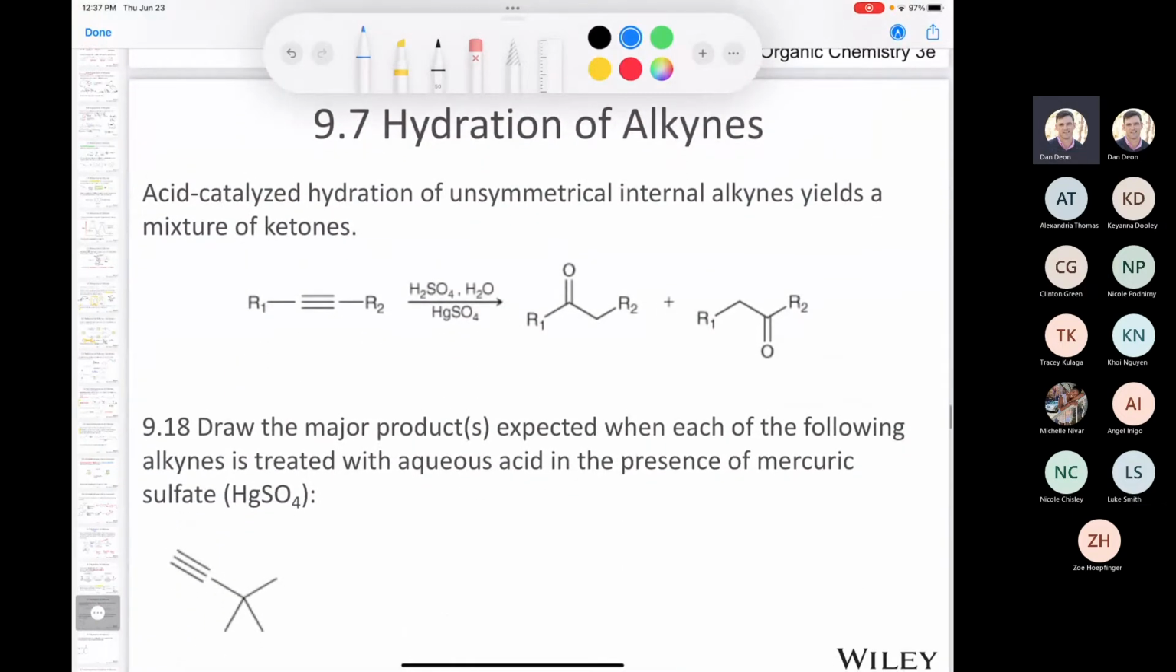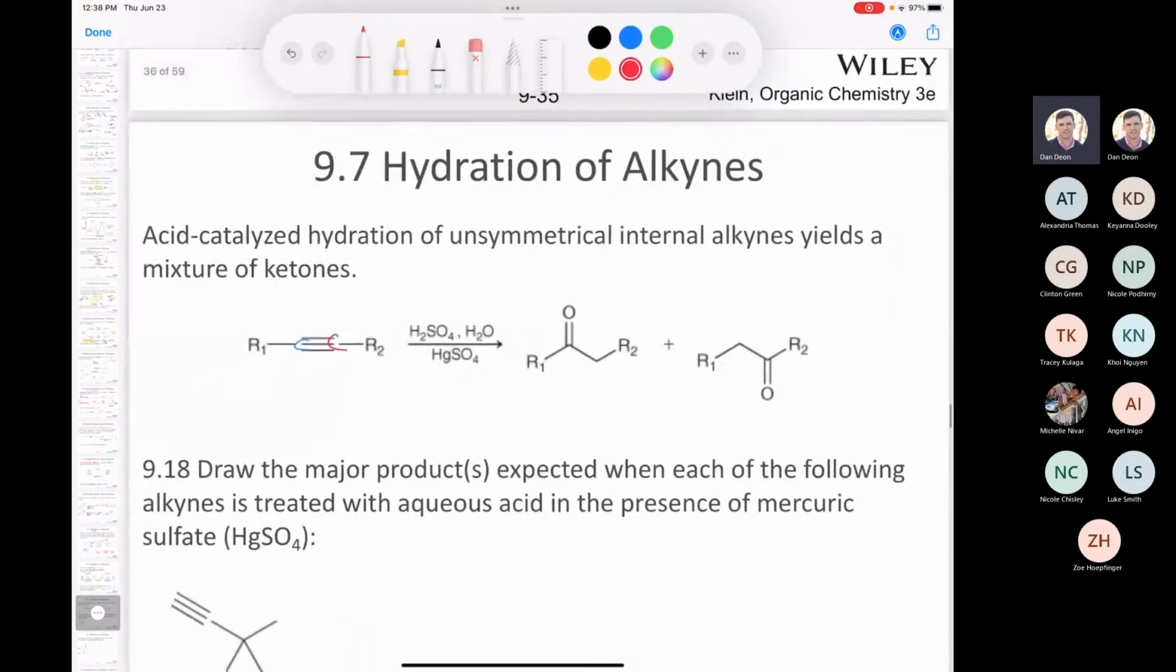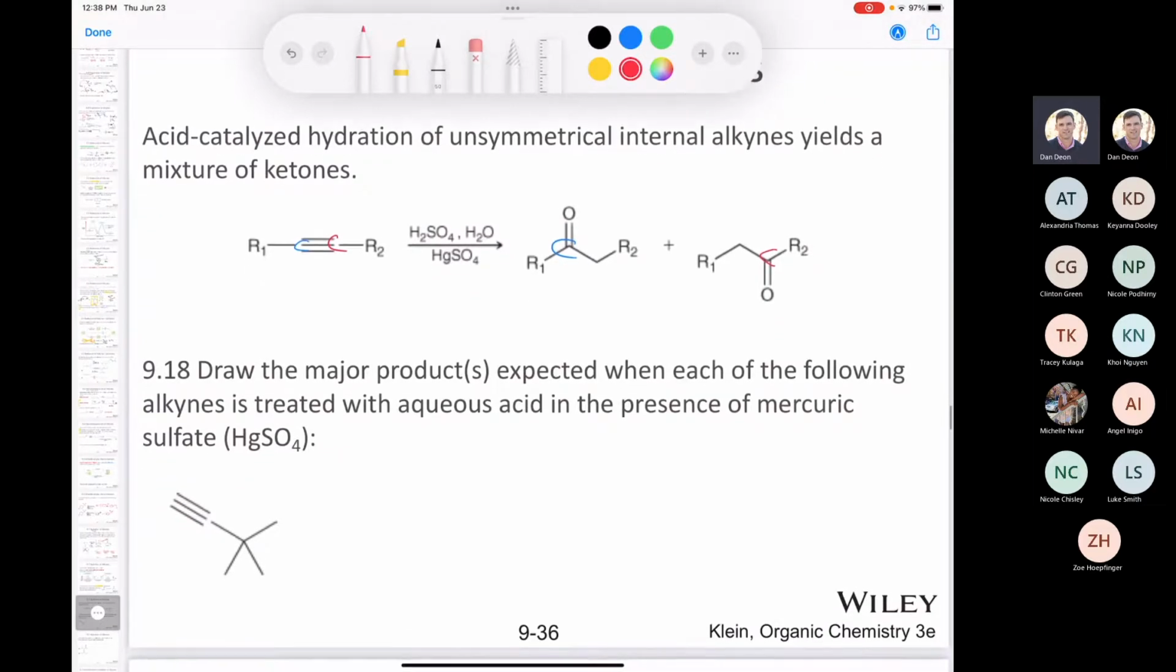Now, if you do the acid catalyzed hydration of an unsymmetrical internal alkyne, well, that will give you two ketones, because both of these carbons, neither of them have a hydrogen on them. So there's no Markovnikov and anti-Markovnikov. You're going to get a mixture where you end up with the carbonyl on the blue carbon, and then you're going to end up with half of it being a ketone where the carbonyl is on the red carbon. And so it's not all that useful to do the hydration of an internal alkyne unless it's symmetrical. If it's symmetrical, then you end up with ketones that are identical and it's all good.